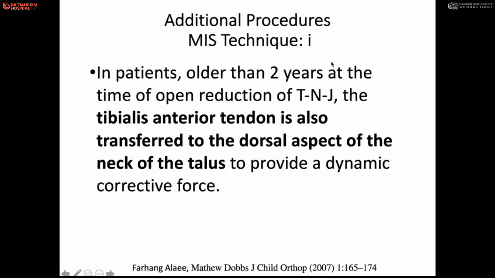In patients older than 18 months to 2 years, at the time of reduction, the talonavicular joint is reduced, and then the tibialis anterior tendon is also transferred to the dorsal aspect of the neck of the talus to provide a dynamic internal splint and dynamic corrective force, that is called internal splint. In clubfoot, you transfer the tibialis anterior to the lateral cuneiform and you need to divide the forces toward the center of the foot. But here you transfer the tibialis anterior through the neck of the talus so that it can lift the neck of the talus in the plantar direction.